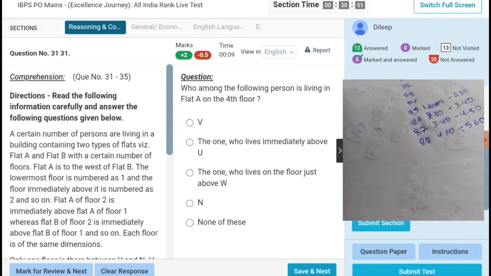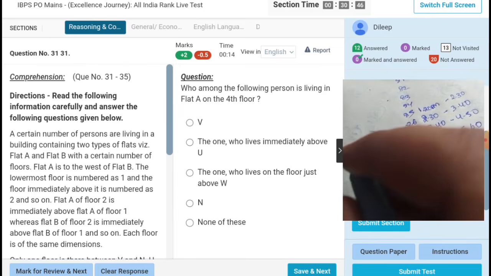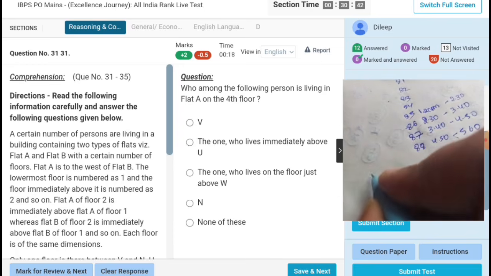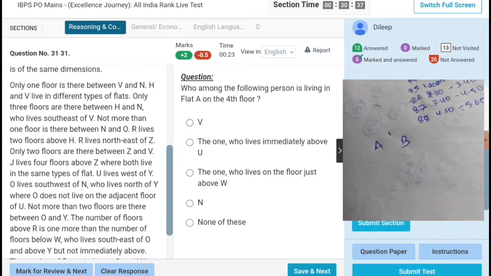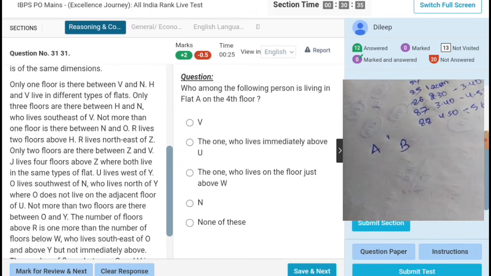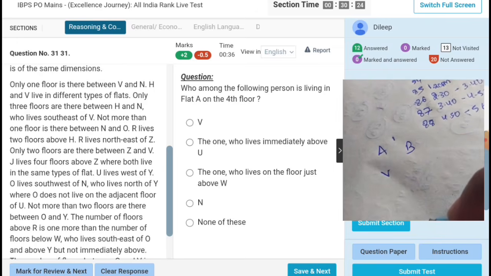A certain number of persons living in a building, flats. A is the west of B. Only one floor between V and N. N is the southeast of V. Only three floors between H and N.